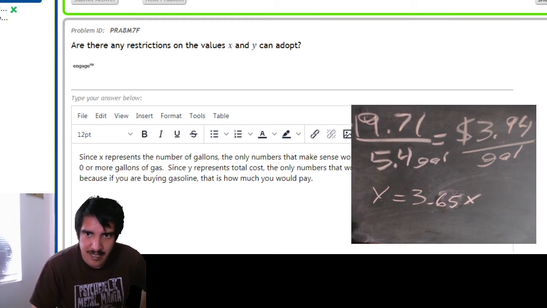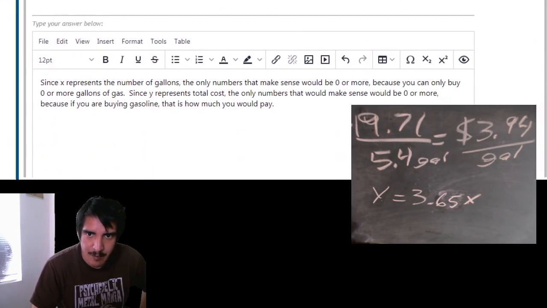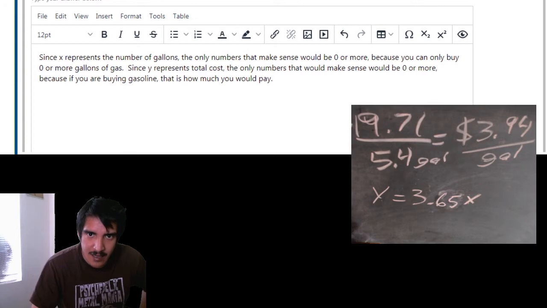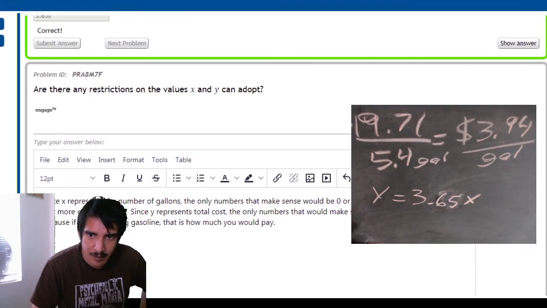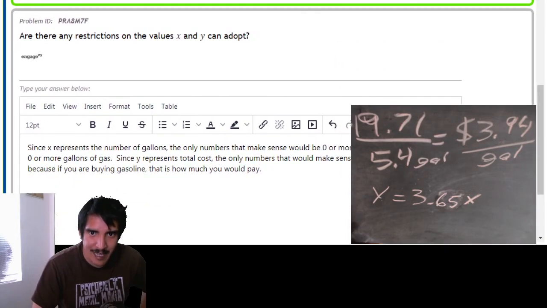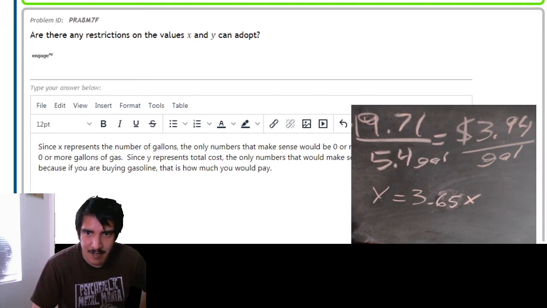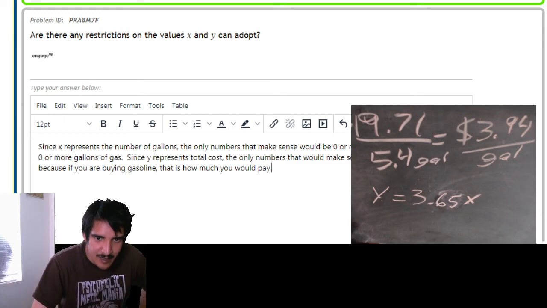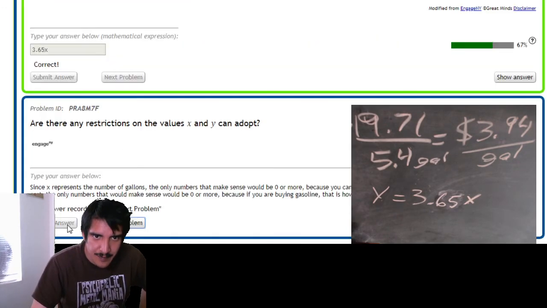So I wrote, since x represents the number of gallons, the only number that would make sense would be 0 or more. You can't have negative gallons. And then same thing with cost, 0 or more. So that's what I decided to answer on mine. I'm going to go ahead and submit answer.